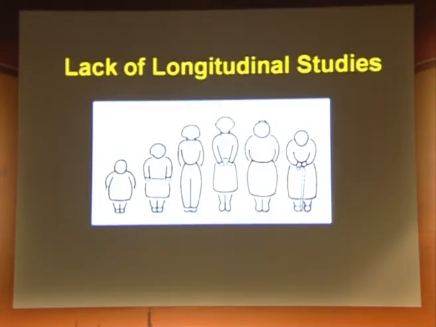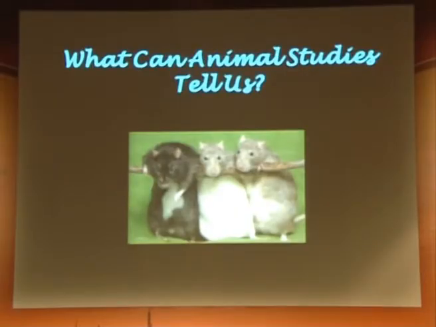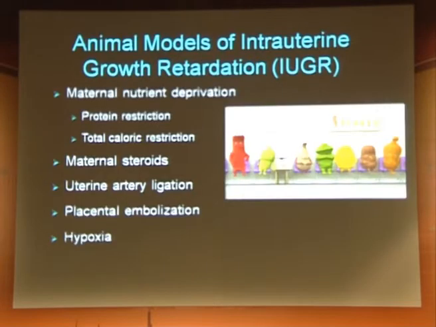So the issue with these sorts of studies is that we can't follow that individual from the time he was born to the time he develops these diseases. So animal models were developed to try to help us to understand the mechanisms and really to determine whether or not this was a true phenomenon. So there are a number of animal models of growth retardation, and those are what I'm going to talk about.